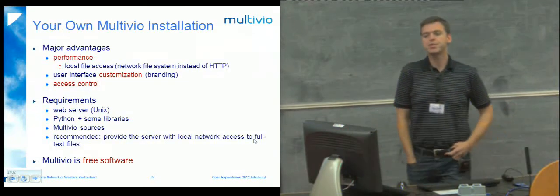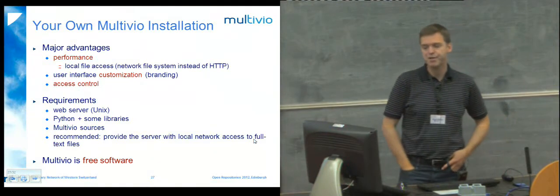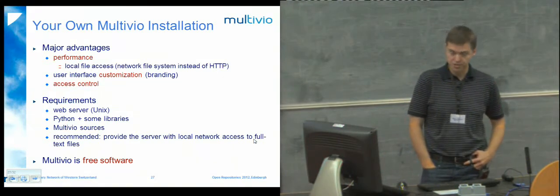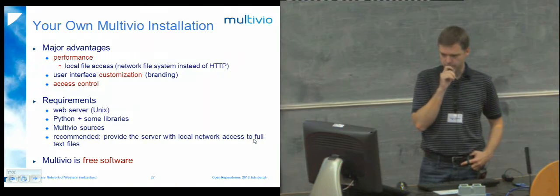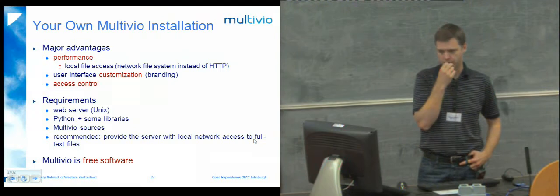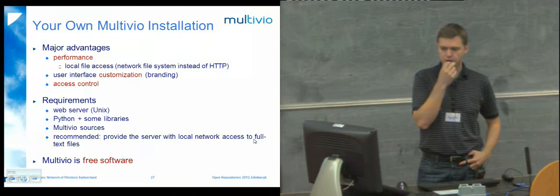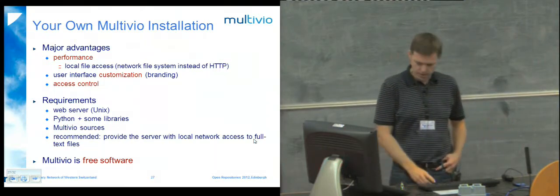So your own Multivio installation. What are the advantages? Performance, because you have local file access instead of relying on HTTP transfers. I have a slide that shows that. You can customize the user interface and you can provide access control. Requirements are quite simple: a web server, Python with a few libraries that you must install, Multivio sources, and local network access to the text files are recommended.